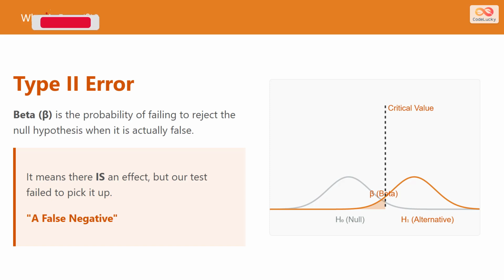Let's zoom in on that error. We call it beta. Beta is the probability of making a type 2 error. Simply put, it is a false negative. It is the tragedy of missing out on a discovery. The drug worked, but your test said it didn't. That is beta.